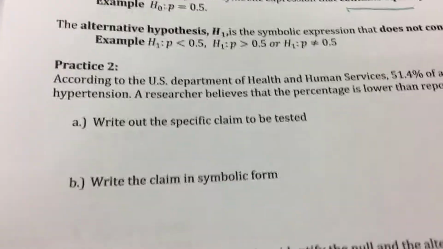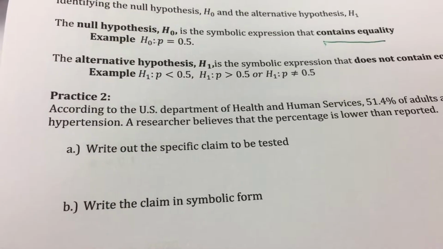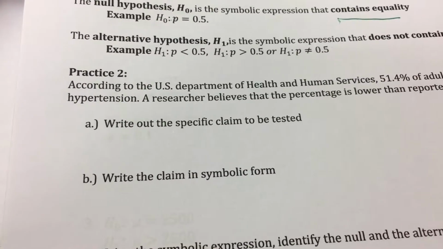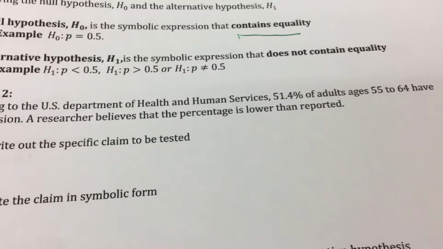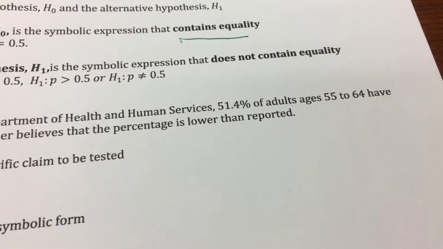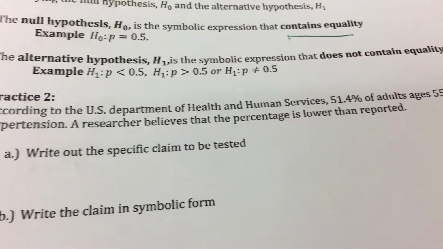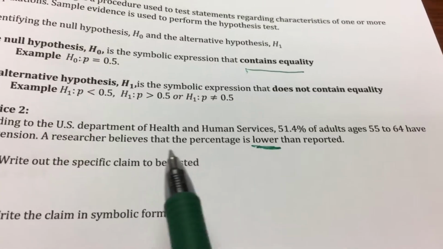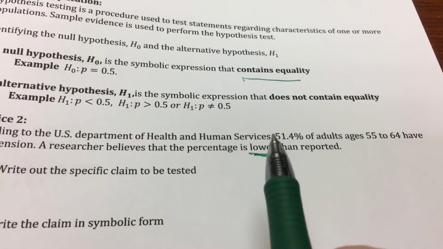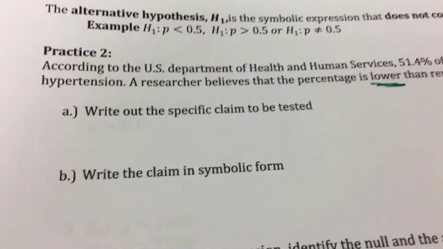So what happens with these, they're going to ask you to read this statement and write out your null and your alternative. But first it says write out the specific claim to be tested. So according to the U.S. Department of Health and Human Services, 51.4% of adults aged 55 to 64 have hypertension. A researcher believes the percentage is lower. So notice that. That part right there, that is our claim. This researcher believes that hypertension is lower than 51.4. So they want us to write out the specific claim.